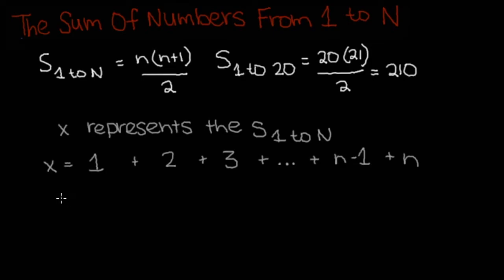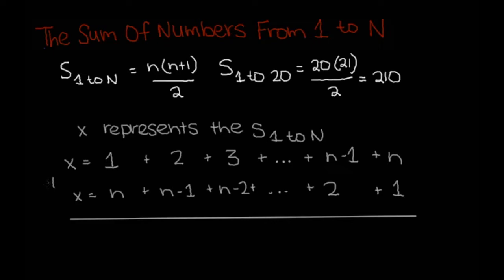We can also say that x is equal to n plus n minus 1 plus n minus 2 plus some terms in the middle plus 2 plus 1. Both expressions say that x is equal to the sum of numbers from 1 to n, except the second expression simply reverses the order of terms we have in the first expression.